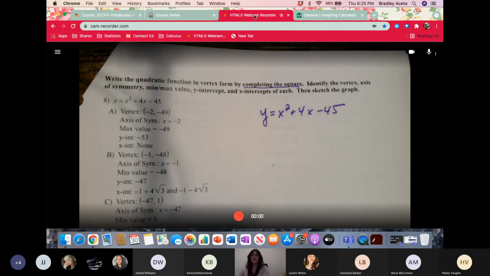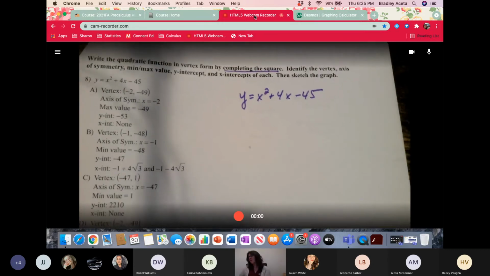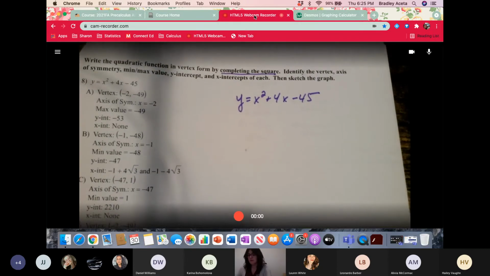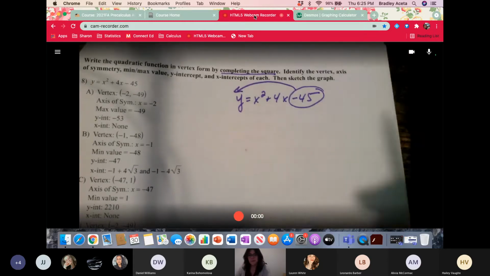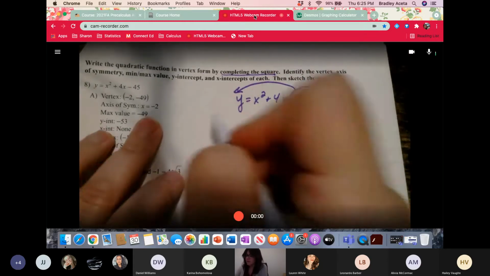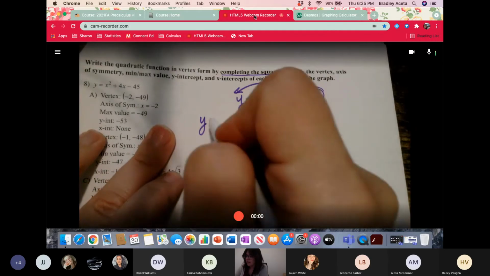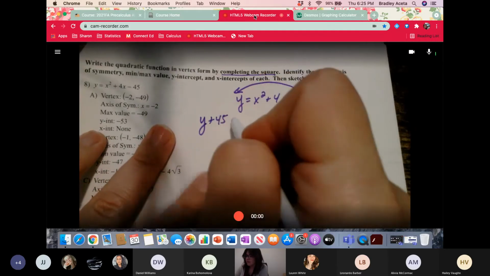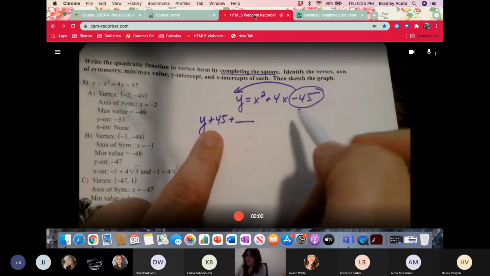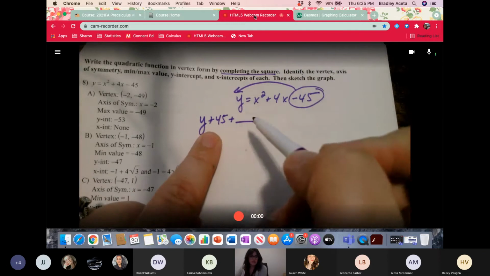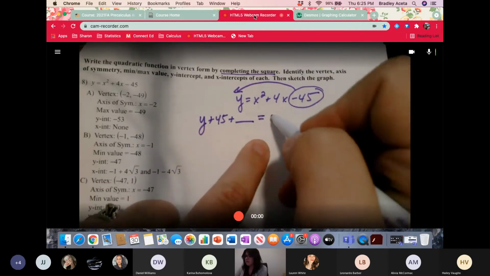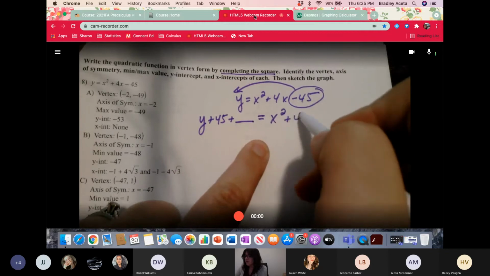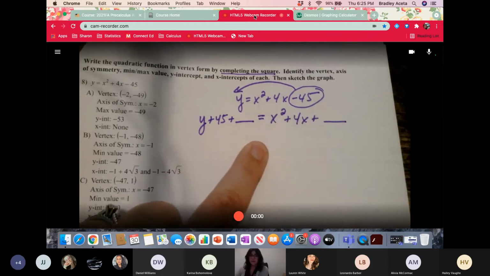Let me refresh you on how to complete the square. So you take the number and you bring it over with the y. So you would write y plus 45 and then go plus blank. Now, why did I call it plus 45? Because it changes a sign when it flips over. Equals x squared plus 4x plus blank.